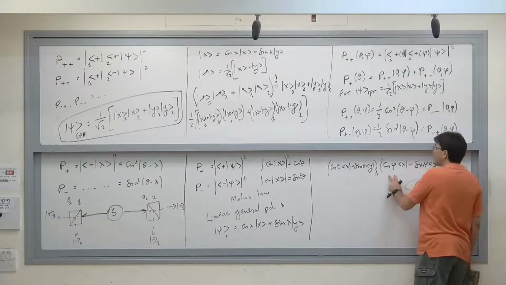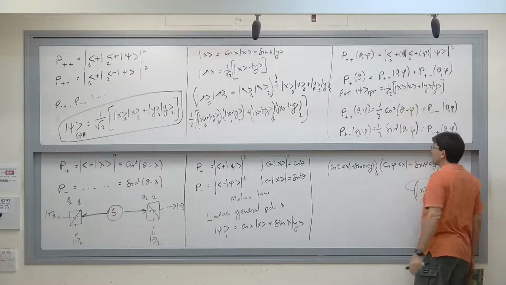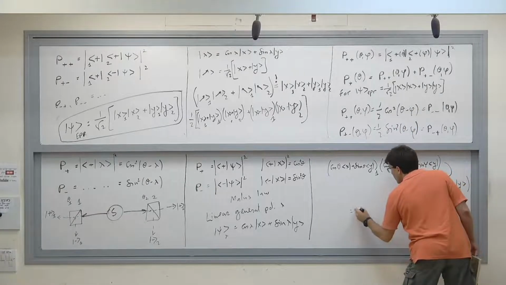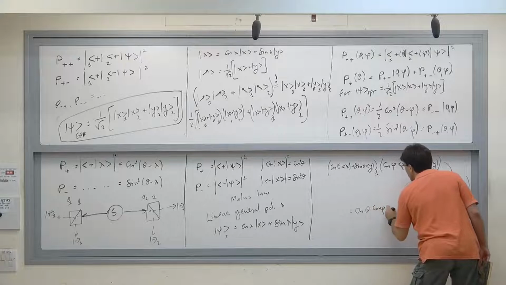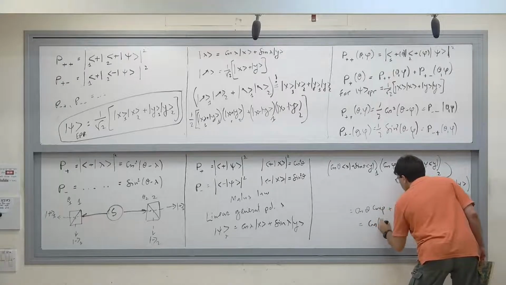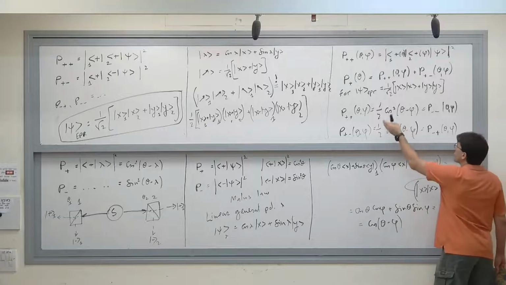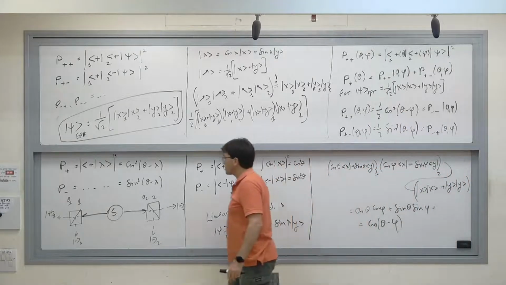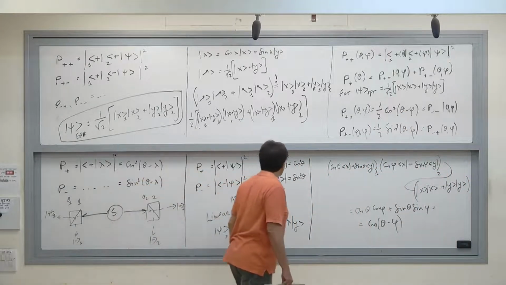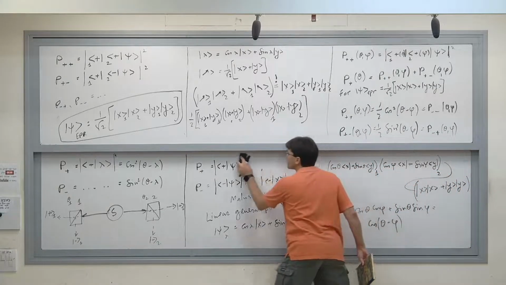Cosine theta, cosine phi, plus sine theta, sine phi, and we'll get this, right? Yeah, everything comes. So it equals cosine theta, cosine phi, plus sine theta, sine phi, which equals cosine of theta minus phi. It is indeed this, and then therefore this happens. Now we're very happy. So this thing works.